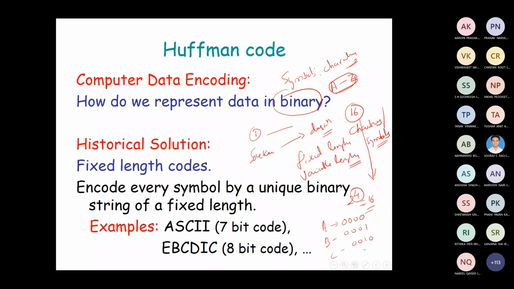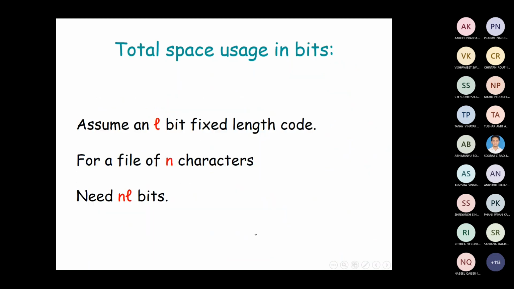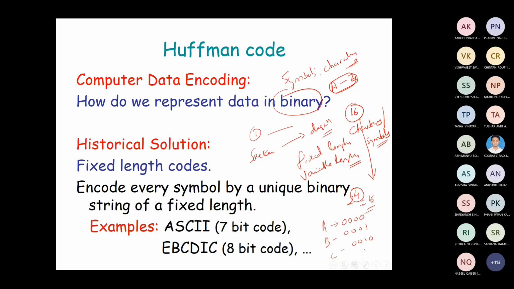Examples of fixed length codes are ASCII and EBCDIC, the extended BCD code, which you have already come across. ASCII is a 7-bit code, and every symbol is represented by using these 7 bits. Then the second code is an 8-bit code, where 8 bits are used to represent each and every symbol. In the same way, plenty of fixed length codes are available.